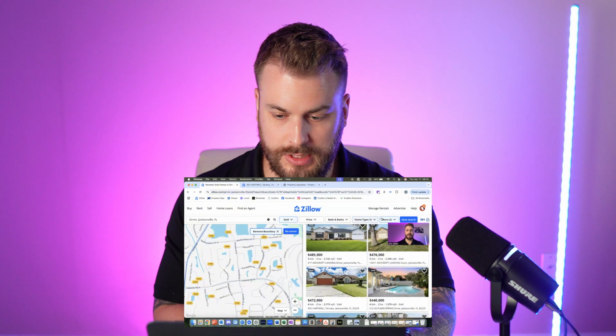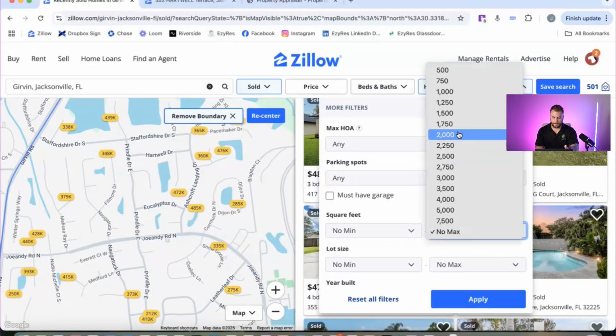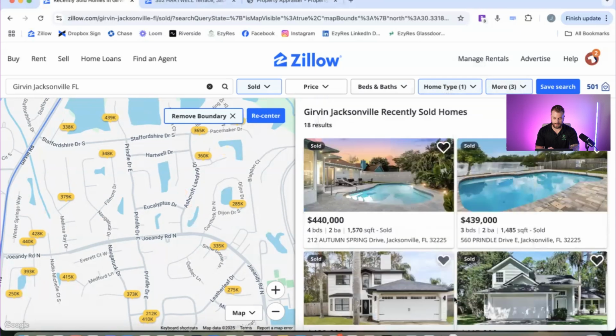So we're 4-2 1,700. There's a lot of 2,000 over square foot homes. So I'm going to block this off to be max 2,000 square feet. And now I can start looking. We do have a pool, so that's good. I will use pool comps. If I didn't, I would not be using pool comps.